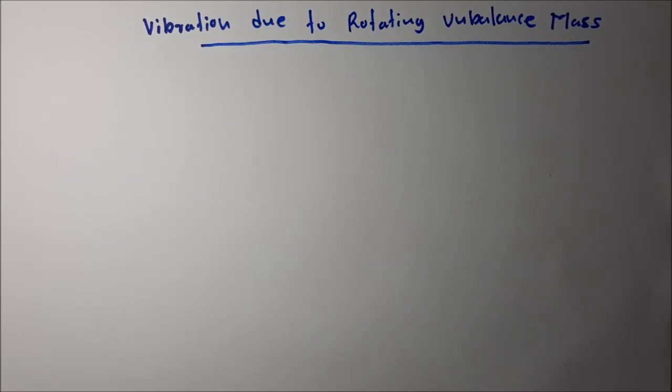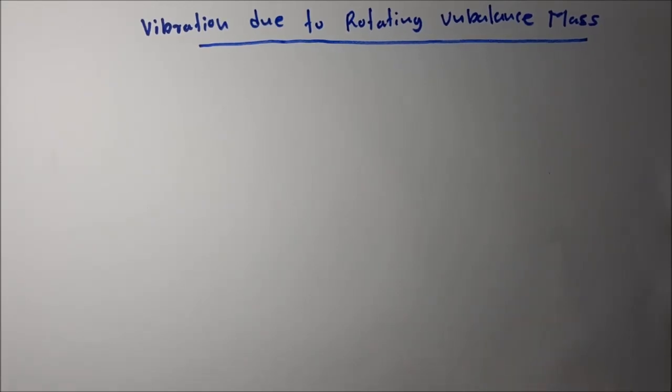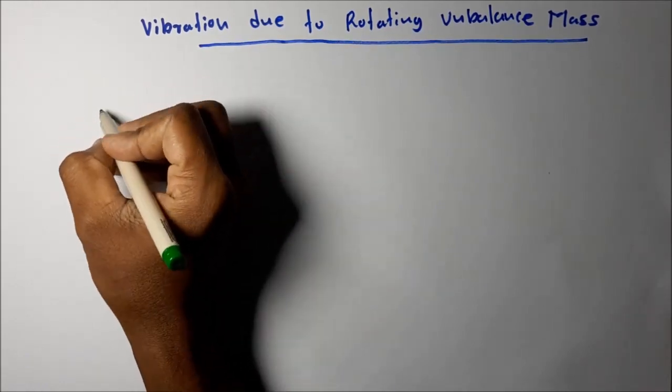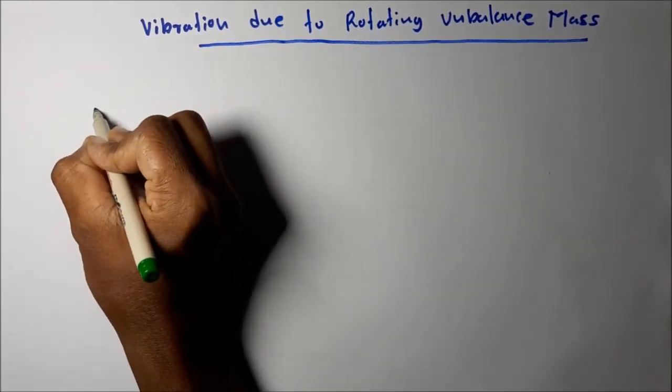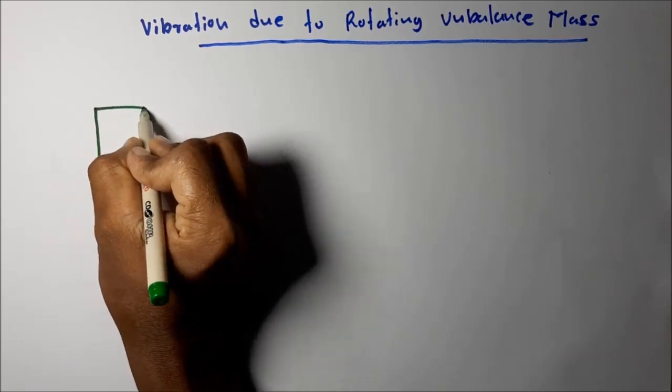Today's lecture is about the vibration due to rotating unbalanced mass. This kind of vibration is common in most mechanical systems, because most mechanical systems are driven by an engine or electric motor as the power source, so every rotating element is associated with unbalanced masses. These unbalanced masses produce vibration on the system. Let me draw an equivalent system. Here we only consider a 1 degree of freedom system.